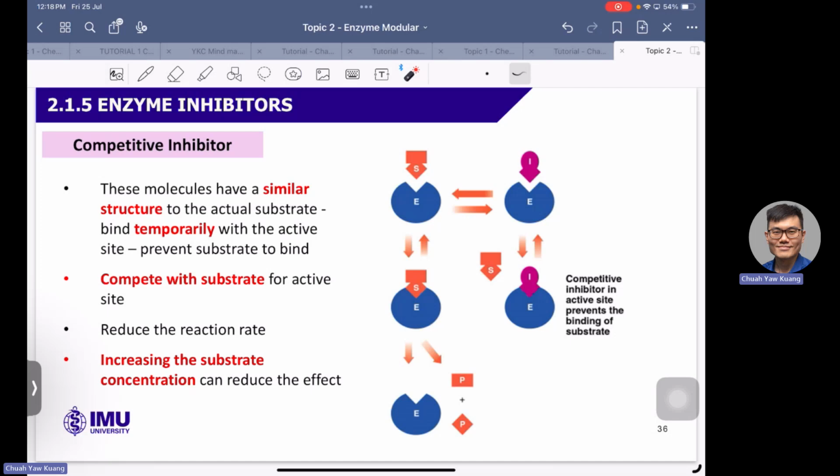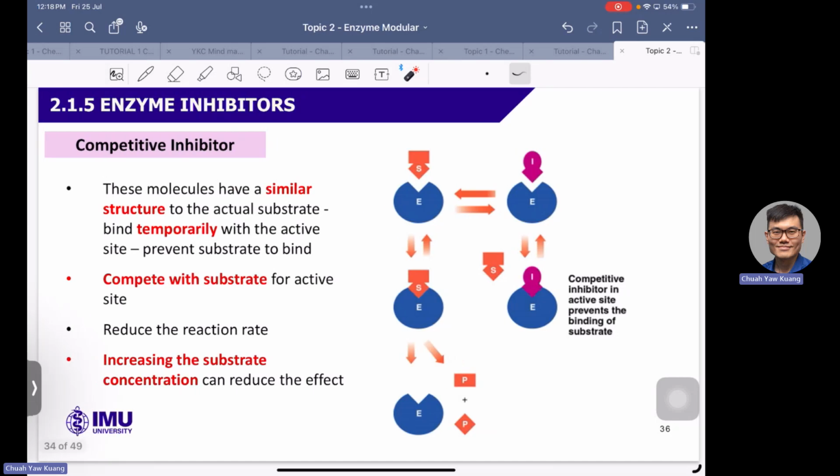Okay, so when they compete with the substrate for the active site, if they win, they bind to the active site, then nothing happens. They won't produce a product. So it's basically to decrease the chance for the substrate to bind to the active site. Because without the competitive inhibitor, whenever the substrate and the enzyme hit each other, they bind. That's a 100% chance they will bind, right?